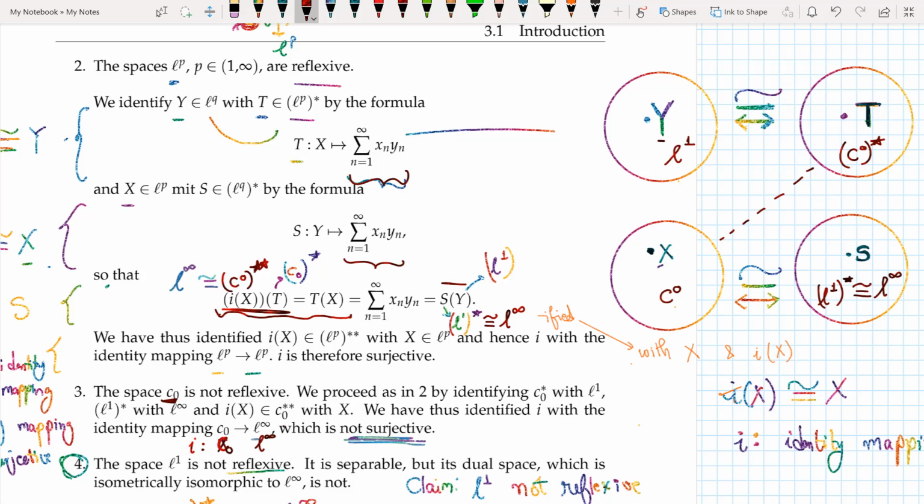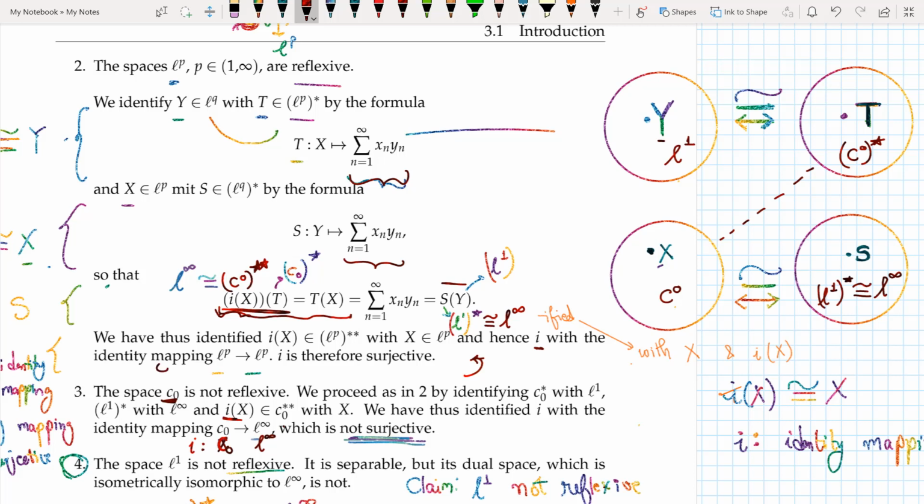Again, the essential idea is that my linear isometry I of x should be surjective. In the example above, the way I showed this surjectivity was that I identified this I with the identity mapping. How did I do that? I identified in the previous example I of x with s, which was identified with x. So I of x was identified with x, and since I of x lies in LP star star and it is identified with x, I can be identified with the identity mapping.